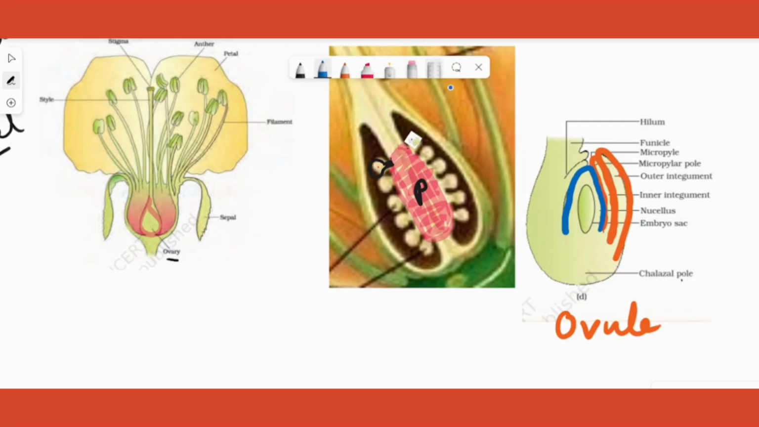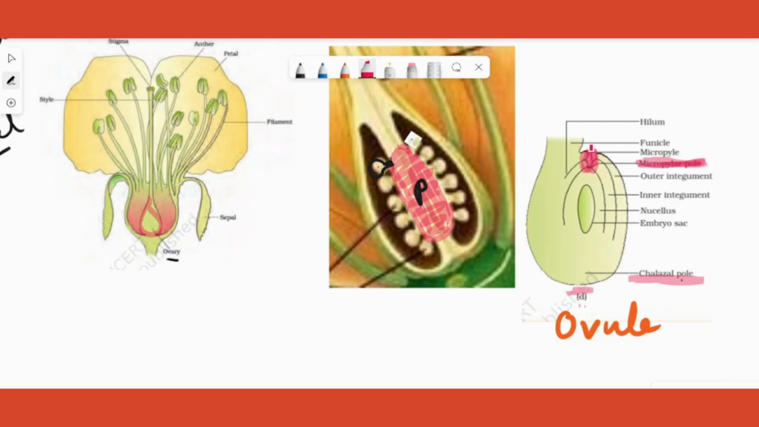This nucellus has few cells, and apart from all these, you should know the orientation of it. How is it oriented? You can see over this side, there is a pore kind of structure. Wherever that pore is, we call that pore the micropyle, and whichever side that pore is, we call that the micropylar pole. And the other, opposite side, we call the chalazal pole. So I hope it is clear.